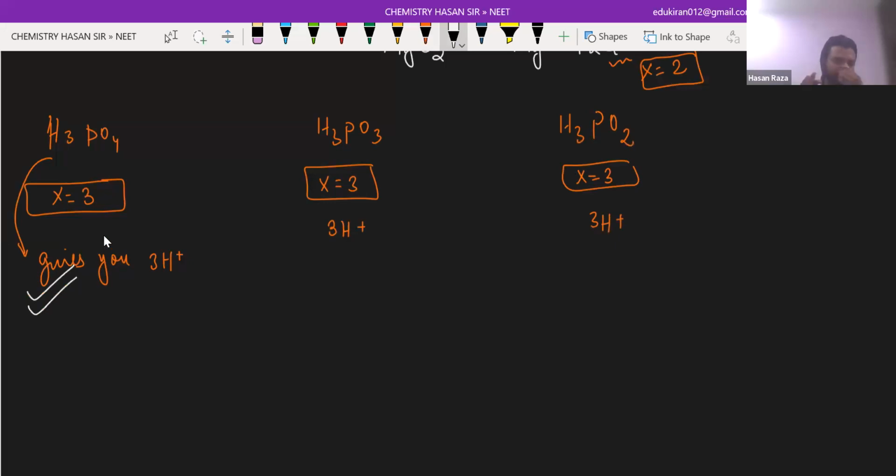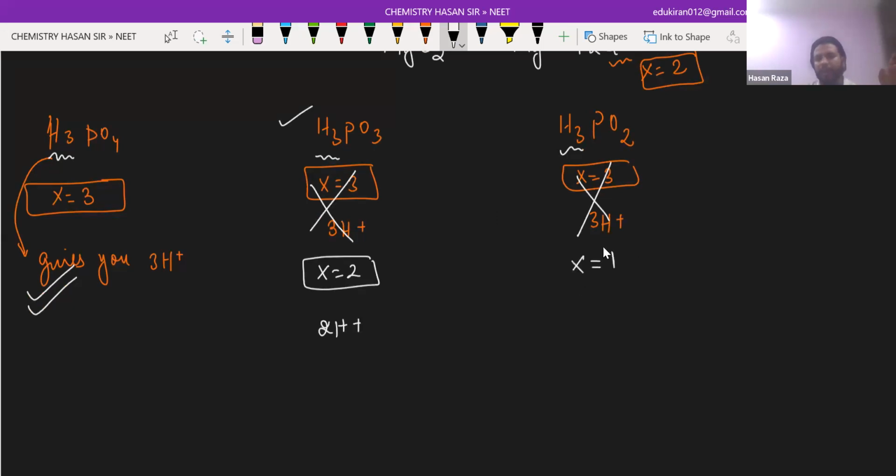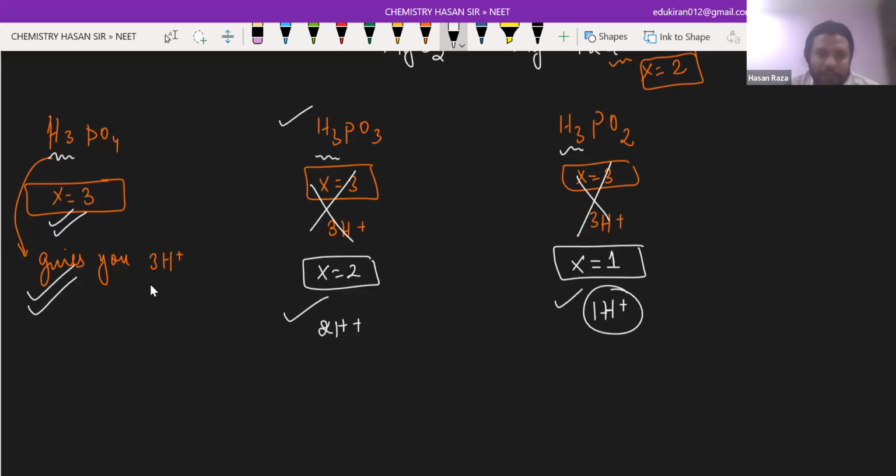Basically, this is correct. Actually, you saw 3 hydrogen is there, so simply it will give 3H plus. In the same way, you applied here and here, which is wrong. Basically, the correct value of X for this reaction is 2. That means it gives you 2H plus, and here you can see the correct value of X is equal to 1, and it gives you 1H plus. That confirms you if the value of X is 2, that gives you 2H plus. If the value of X is equal to 1, that gives you 1H plus. And if the value of X is equal to 3, correct, that gives you 3H plus.